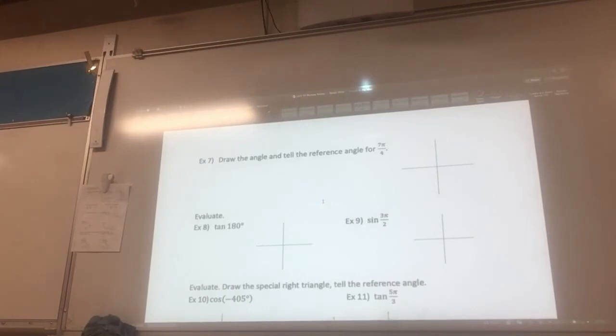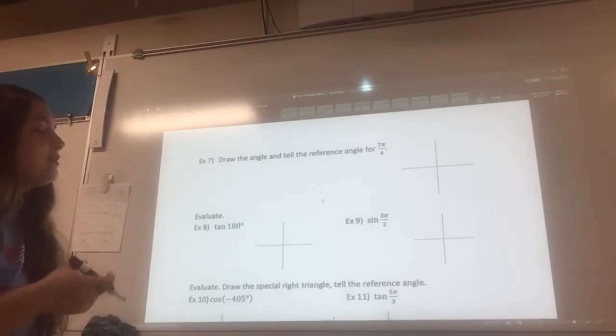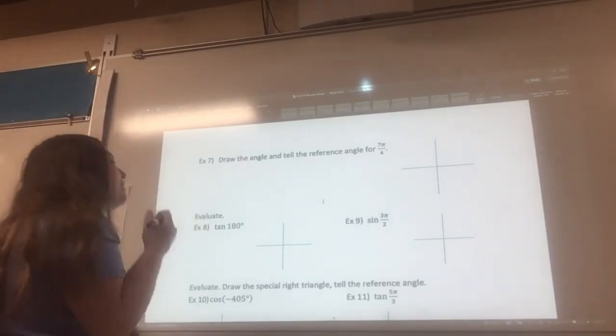So now we need to draw the angle and tell the reference angle for 7 pi over 4. So I know a lot of you are converting. Please stop doing it. Please.